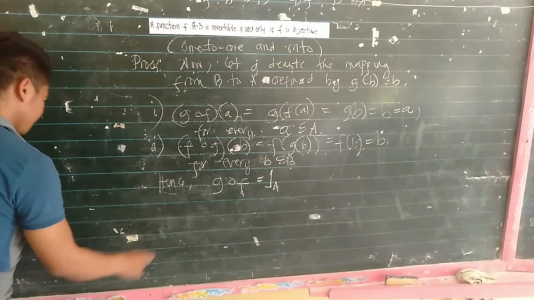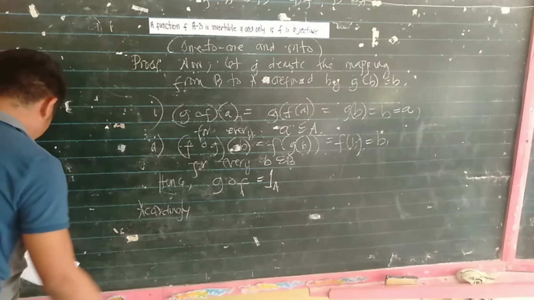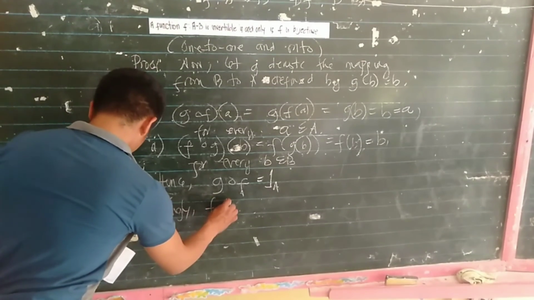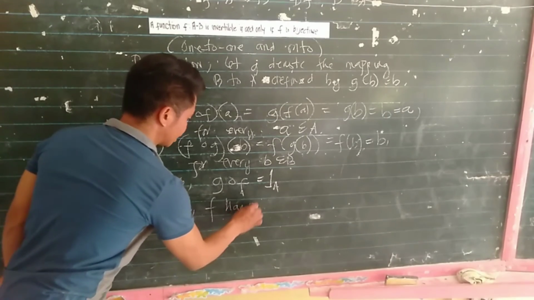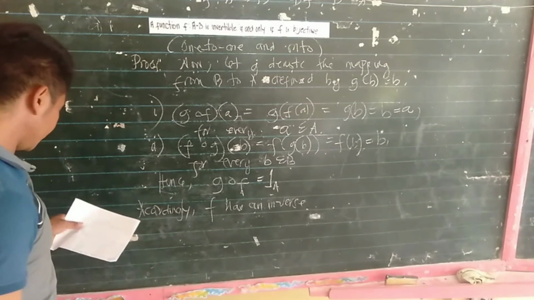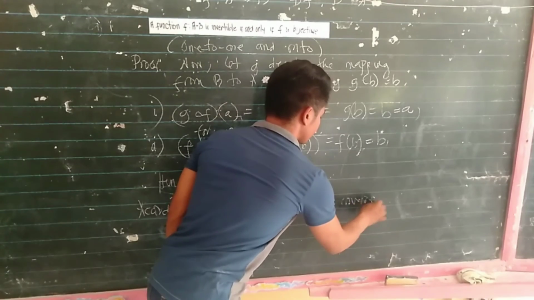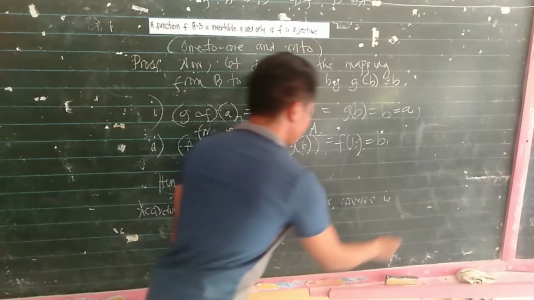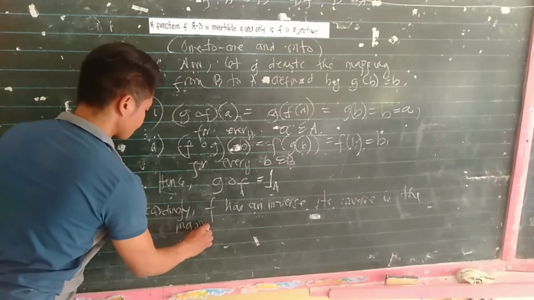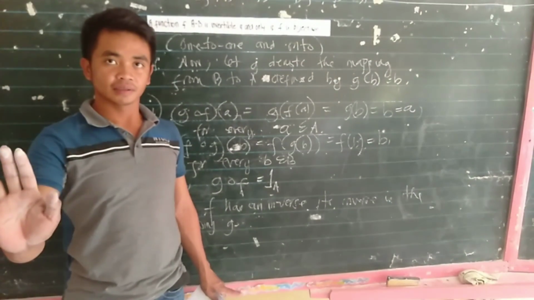So therefore, accordingly, f has an inverse. Its inverse is the mapping g. So that's all for this afternoon.